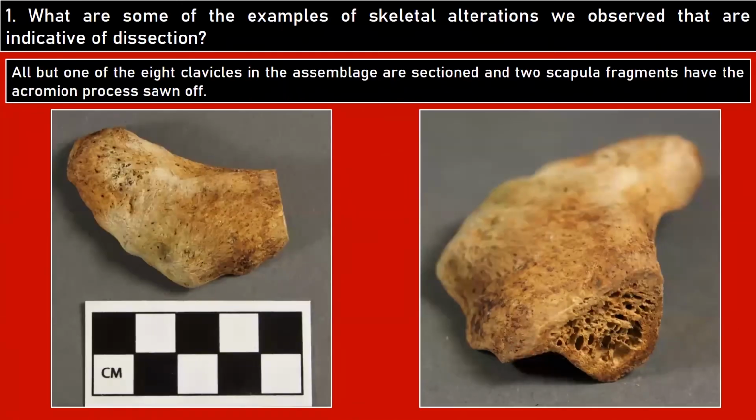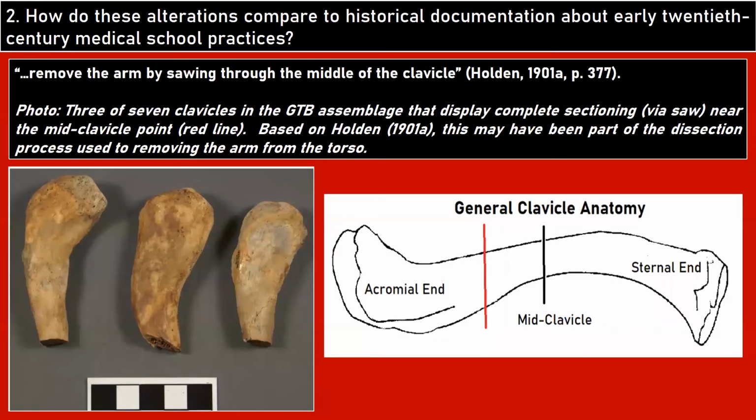In this assemblage, we also had 2 scapula, also known as the shoulder blade, showing evidence of the acromion process being sawn through, which is what you see on the slides. So what does Holden have to say about removal of the shoulder area? Well, in relation to the clavicle, he says, remove the arm by sawing through the middle of the clavicle. In this photo that you have on the slide, I am showing you 3 of the 7 sawn clavicles.